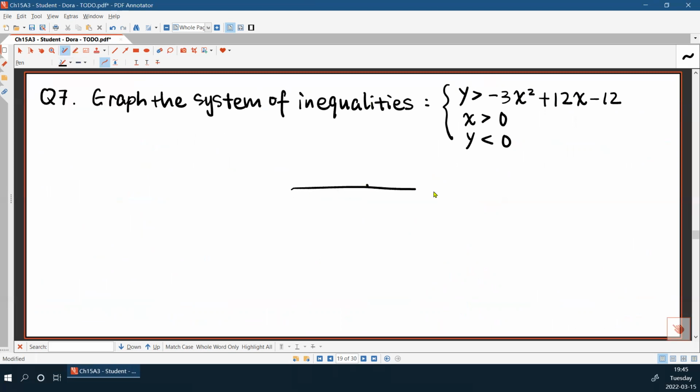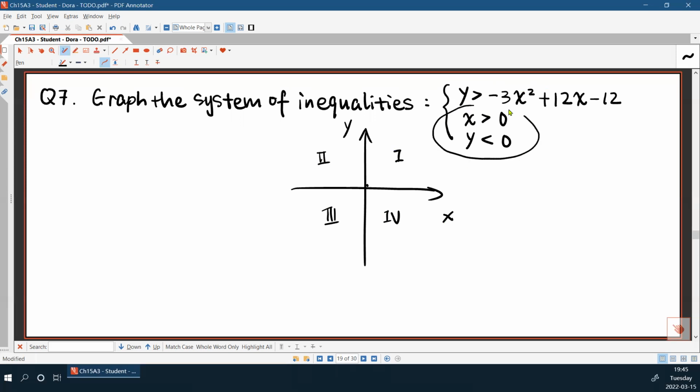I'll give you a hint. Suppose we have a 2D plane like this. This is the first quadrant, second quadrant, third quadrant, and fourth quadrant, right? So can you see what is the area denoted by these 2 inequalities? First, second, or third, or fourth quadrant? Which one?